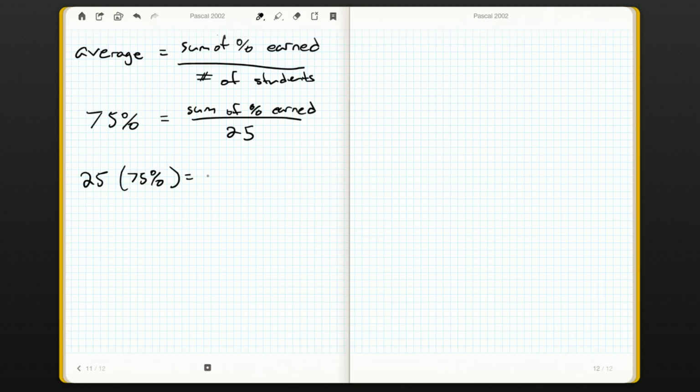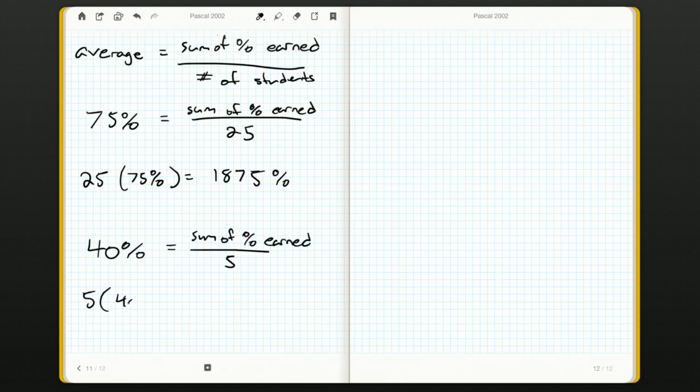equals, and let's just grab our calculator, make sure we do this properly. 25 times 75, and we treat the percent as though we're units. 1,875%. So if we added up all the percents of all the test scores of those 25 students, it would equal 1,875%. Similarly, we know that 5 of the students gain an average of 40%. So we can rearrange this, 5 times 40%, that's 200%.